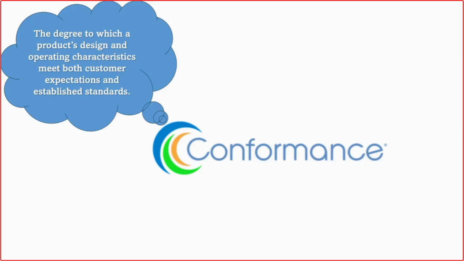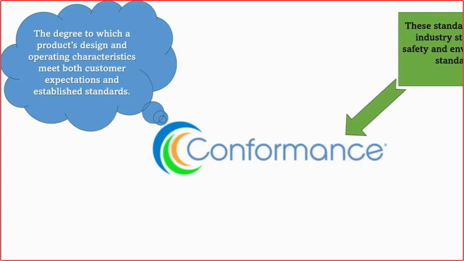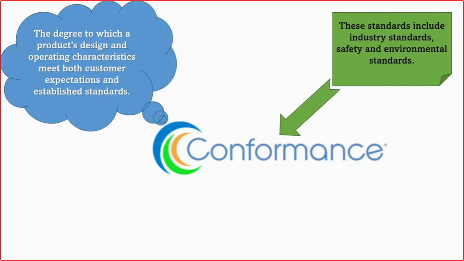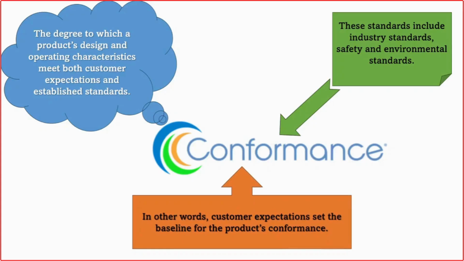In simple words, if you want to purchase any product, you have certain expectations from the product in terms of performance, quality, aesthetics, everything. And if the product meets your expectation as per the standards, you are saying the product has conformance. These standards basically include the industry standards, safety and environmental standards as well. In other words, customer expectation sets the baseline for the product's conformance, as we have already discussed. So this was your conformance.